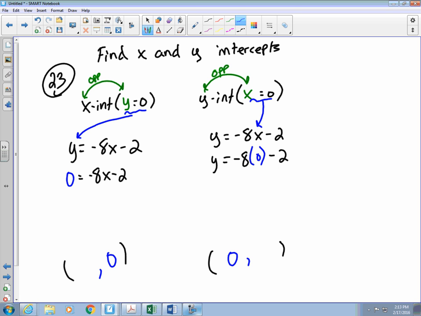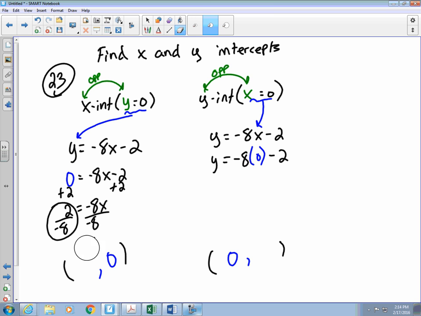So it's over here. All right, so now if I want to solve this, I add 2. It's just a two-step. So I get this, and then I divide by -8. Okay, this is not -4. Make sure you get that correct. It's 2 divided by -8, so it's -1/4, or -0.25 if you wanted to get it as a decimal. Just make sure you divide in the right order. Okay, so there is the x-intercept.